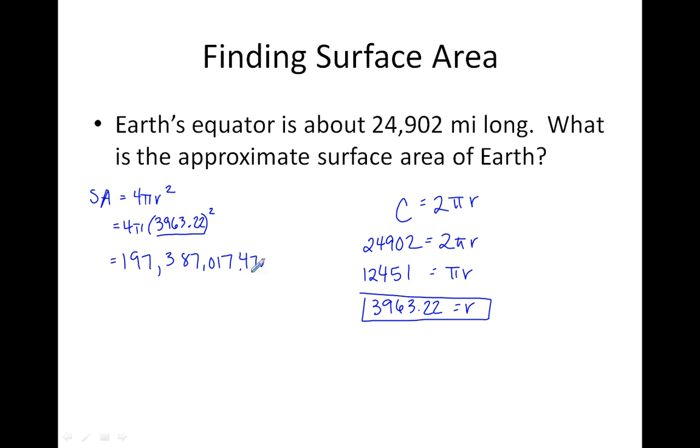Alright, and I'll carry it out a couple of places. Now we just want the approximate, so let's round it to the nearest whole number. So we get 197,387,717. All right, our answer is in miles, so we have square miles. So 197,387,717 square miles is the approximate surface area of the Earth.